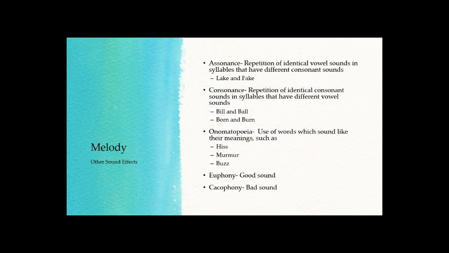Other sound effects that we're looking at: melody, again, assonance, and that's the repetition of the identical vowel sounds. We have consonance. Now, consonance is the repetition of the identical consonant sounds in syllables that have different vowel sounds, so bill and ball and born and burn. Onomatopoeia is one that I think you should always focus on if you have evidence of it, because it's a very strong sensory image. So it's impacting the audial senses.